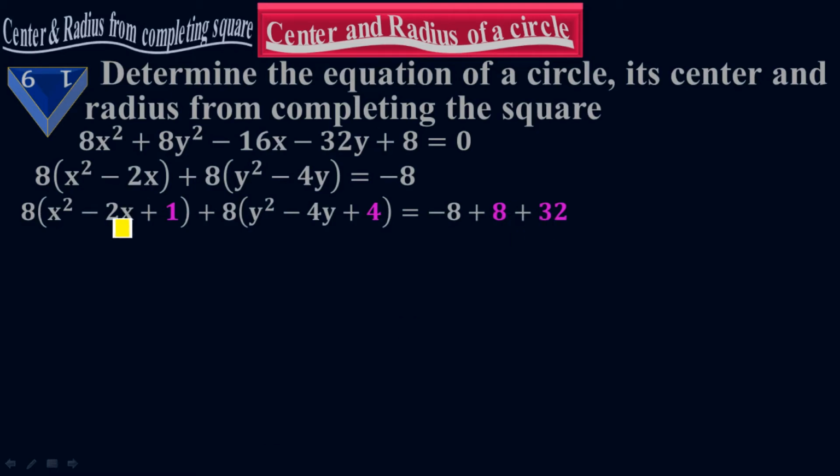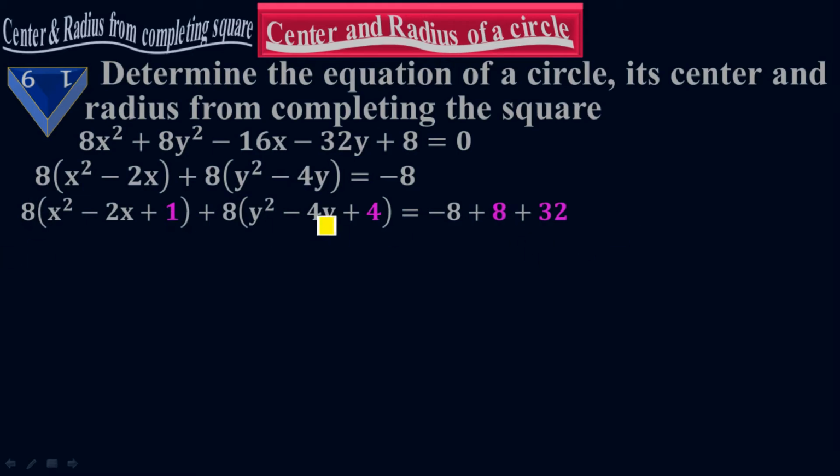As I said, when you divide 2 by 2, it will be 1, so the square of 1 is still 1. But look here, I add 1 to this expression, but add 8 to the right side. Why? Because look, don't forget there is 8. So 8 times 1 will be 8. You cannot simply add 1 to the right side, because that is a product of 8. So don't forget this 8. 8 times 1 will be 8.